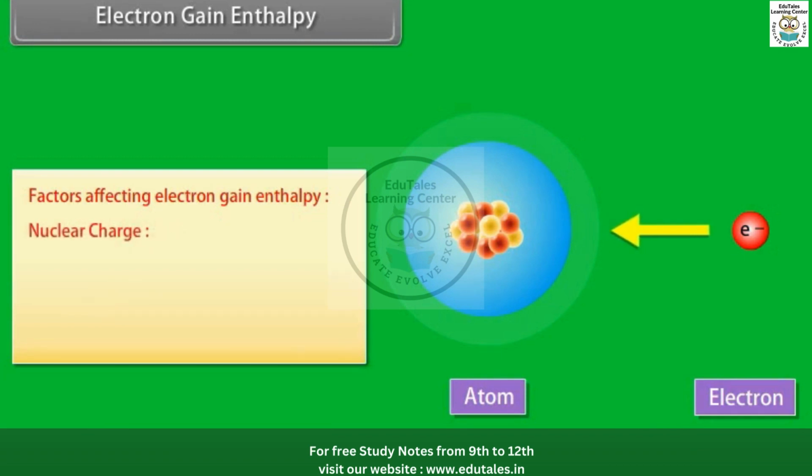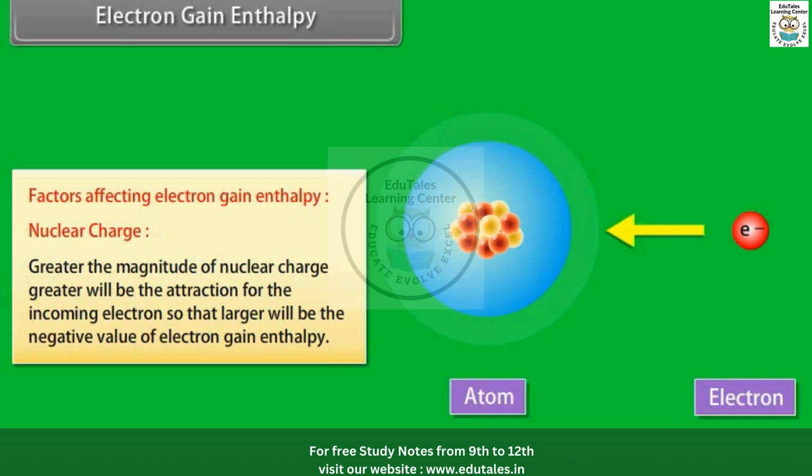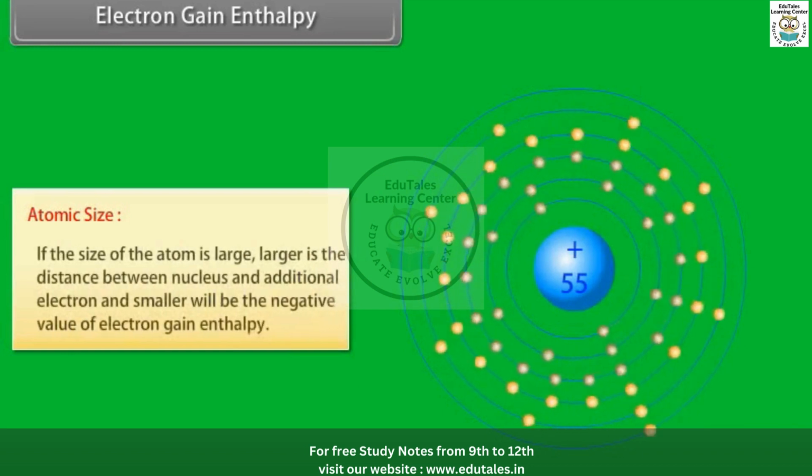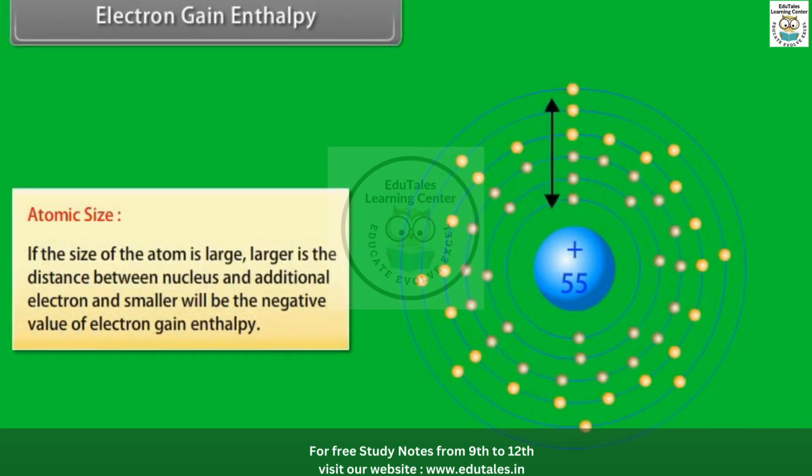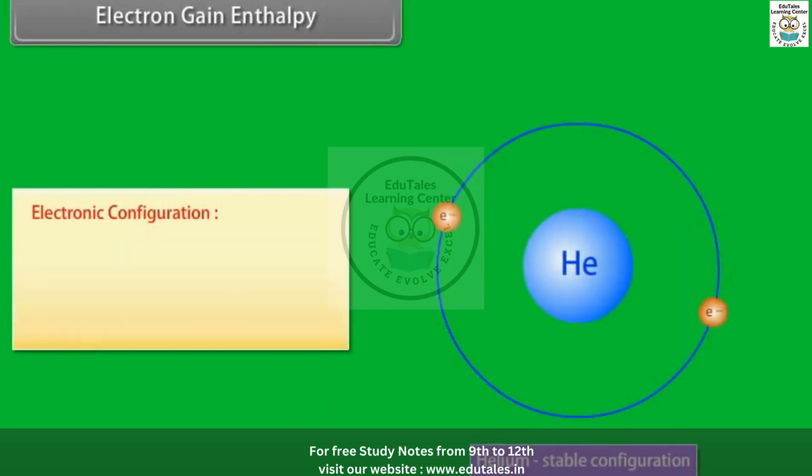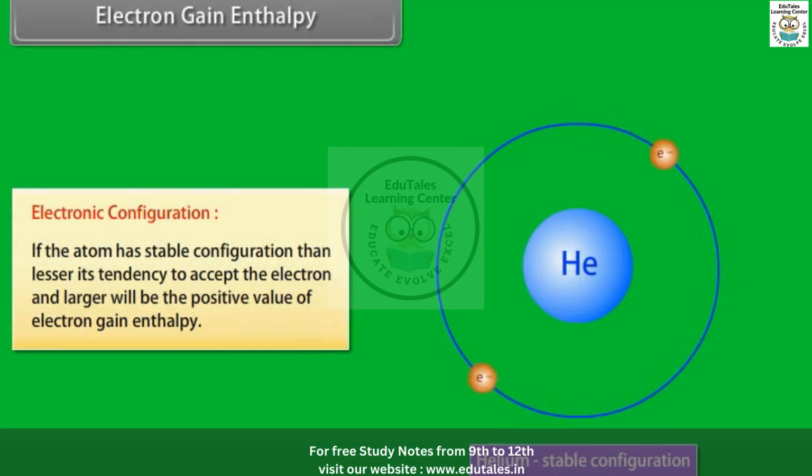Nuclear charge. Greater the magnitude of nuclear charge, greater will be attraction for the incoming electron, so that larger will be the negative value of electron gain enthalpy. Atomic size. If the size of the atom is large, the distance between nucleus and additional electron is large, and smaller will be the negative value of electron gain enthalpy. Electronic configuration. If the atom has a stable configuration, then lesser is its tendency to accept the electron and larger will be the positive value of electron gain enthalpy.